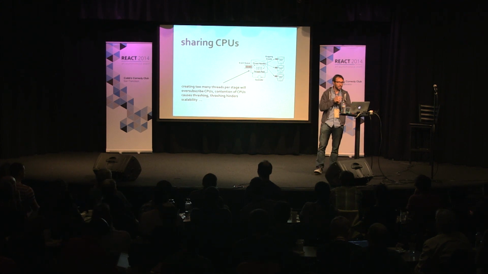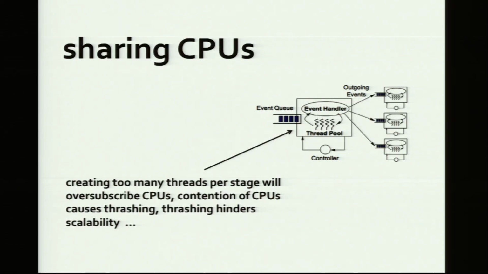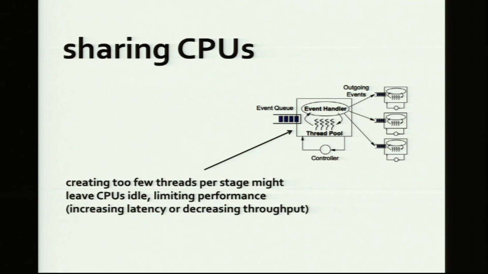The first option is we could allocate way too many threads per stage, which oversubscribes the CPUs, which obviously leads to the contention I was just talking about, which causes thrashing, and thrashing ultimately hinders our scalability. So we probably don't want to do some sort of elastic approach where we allocate way too many resources. On the flip side, we might allocate far too few threads per stage, which might leave CPUs idle, which could significantly limit our performance, which could increase the latency of our users trying to get stuff back or decrease our ultimate throughput. Okay?